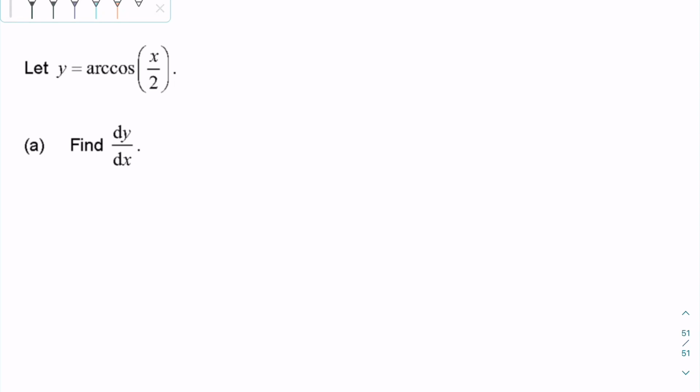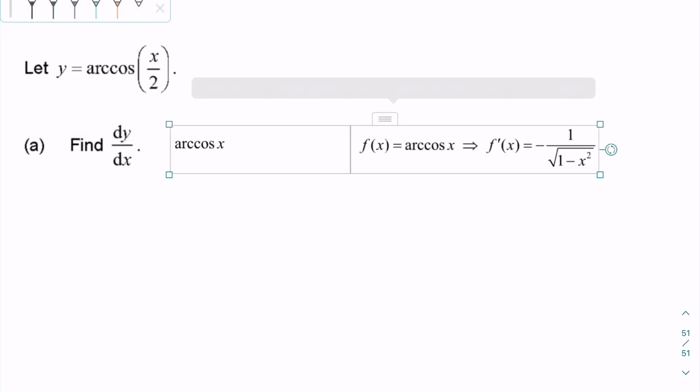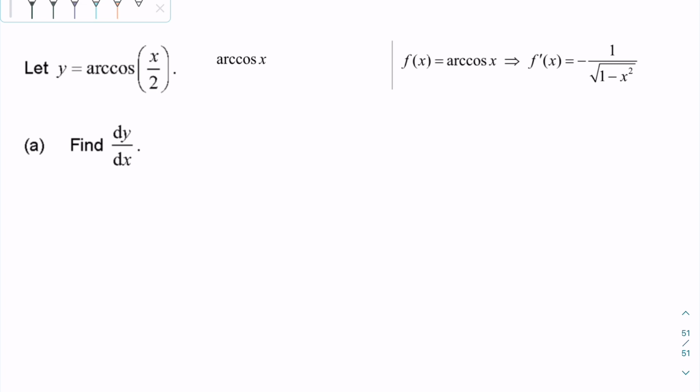Part A asks to find the derivative of arc cosine x over 2. The derivative of arc cosine is actually found in the formula booklet. Now we have to deal with the inside function x over 2. This will require us to use the chain rule.